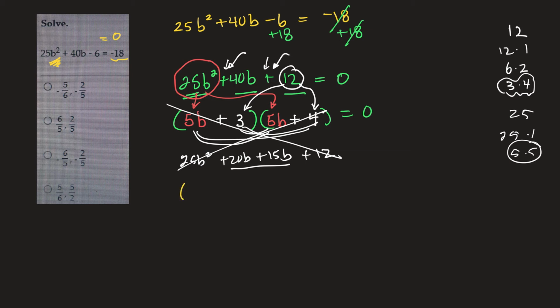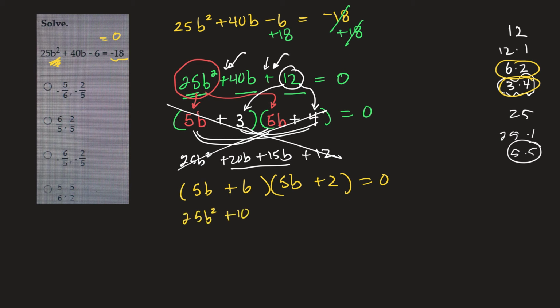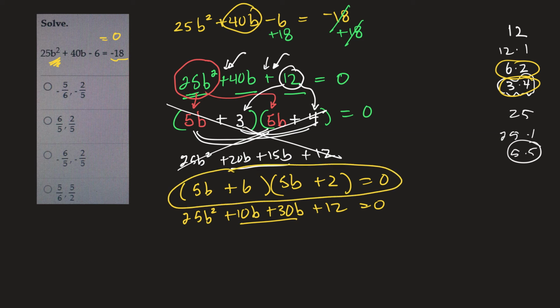So let's go 5b. I'm sticking with the 5b. But instead of the 3 and the 4, let's try 6 and 2. So plus 6 plus 2. I got a feeling. Hopefully it'll work. Okay, 5b times 5b, 25b squared. 5b times 2 plus 10b. 6 times 5 plus 30b. Looking good. 6 times 2, 12. So when I add these two together, it gives me the 40 that I need. That means that this equation is correct. I factored it correctly. The one I scribbled out, that's just checking.